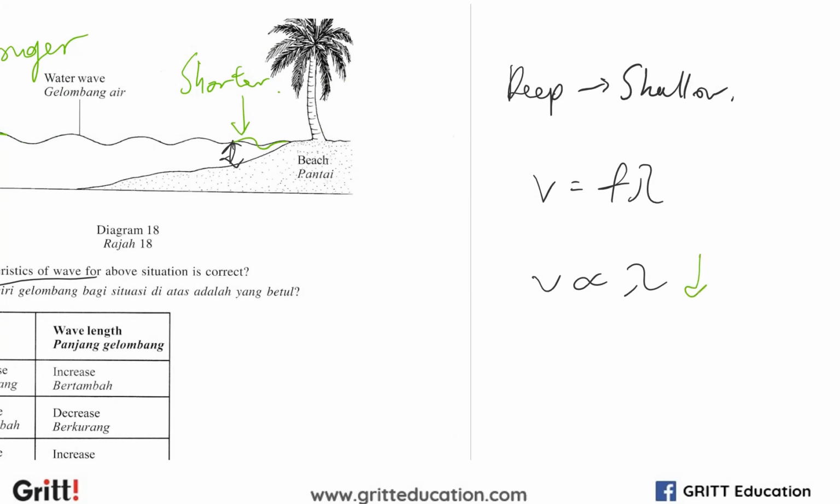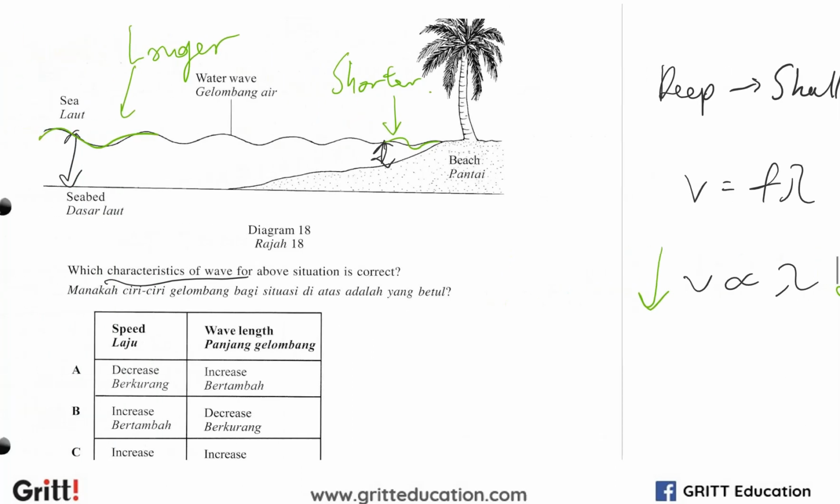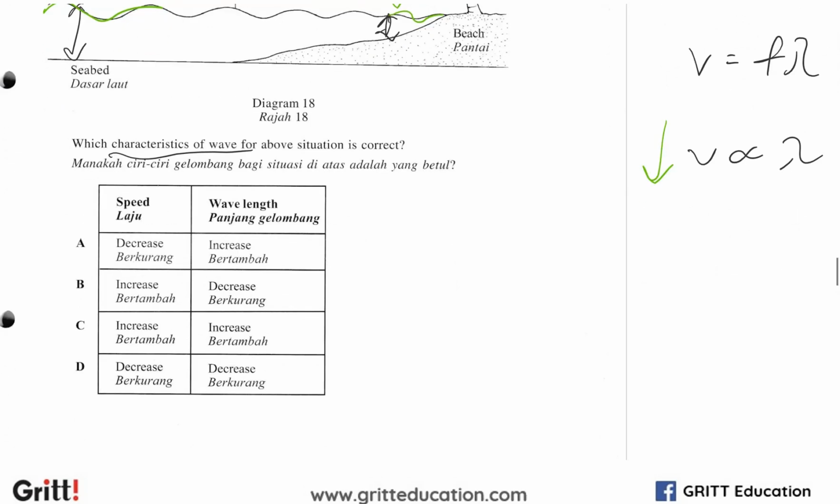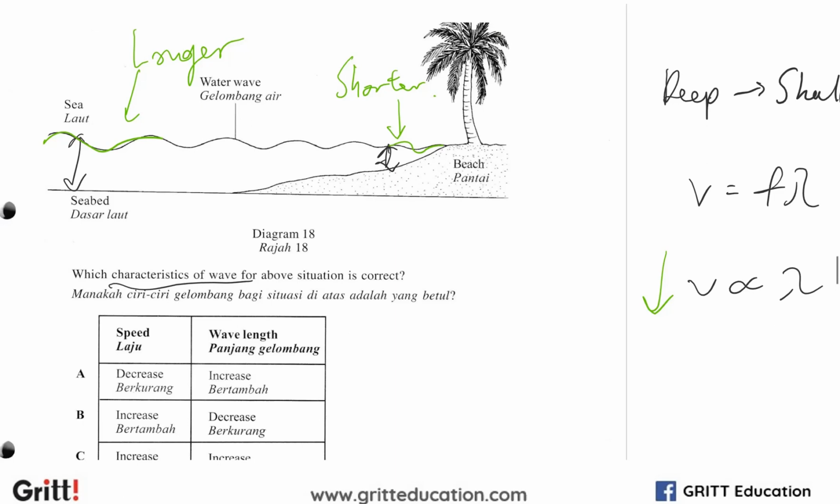So what does that do for the speed of the water wave? It also decreases. Okay, so now we know the speed and the wavelength both decrease as it approaches from the sea to the beach. So here the answer would be D. Thank you for watching.